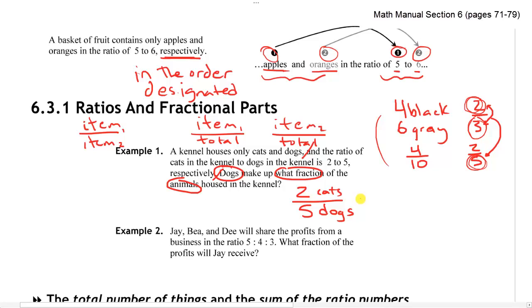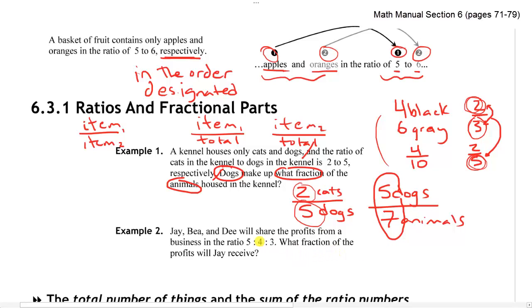So 2 cats over 5 dogs means that there are 7 animals in our ratio numbers. We see a total of 7 animals. So what we would do to get the fraction that are made up of dogs is we would just do 5 dogs over 7 animals. And that indeed, that 5/7, that is the fraction of animals that dogs make up.